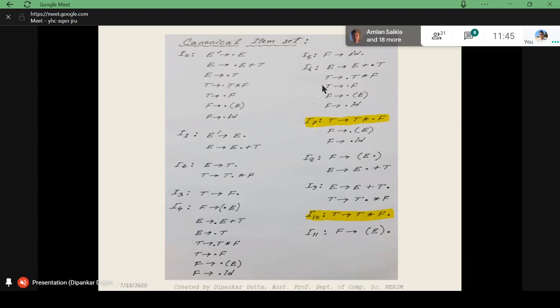So in I7, what to write? M of 7, and then the capital letter input, capital F. What will be the output? Go to 10.